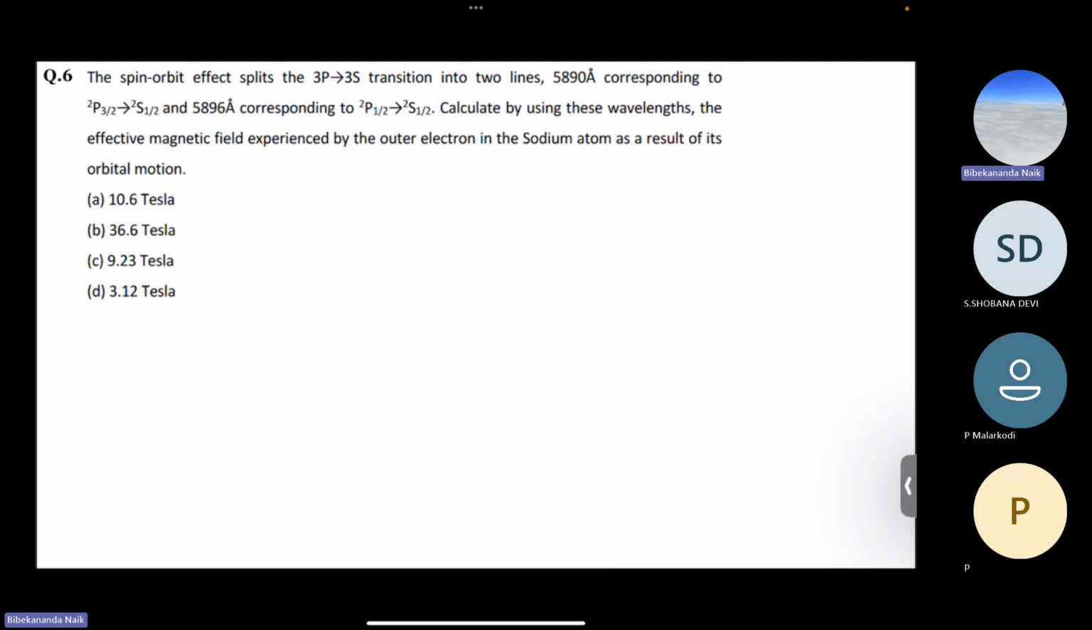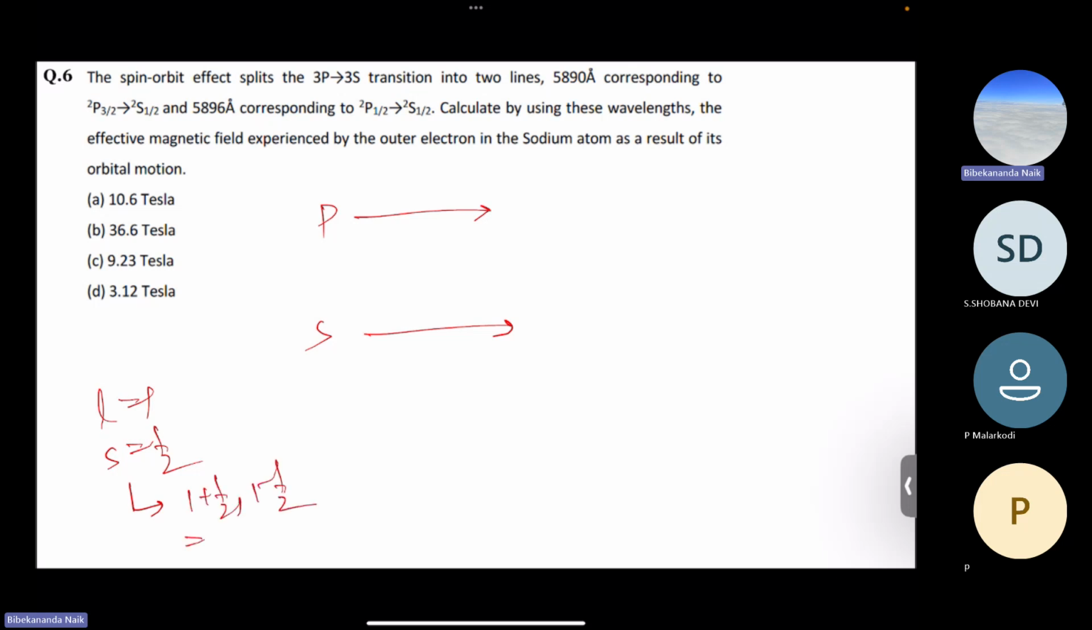So now you see, initially it was 3p to 3s. Suppose this was p level and this was s level. However, if you see, for p level, we know s is half for both the cases, but for p, the value of L is 1, and for s, the value of L is 0. So since for p, L is 1, L plus s gives us 1 by 2 and 3 by 2, because L is 1, s is half. According to vector addition, it will be 1 plus half, 1 minus half.